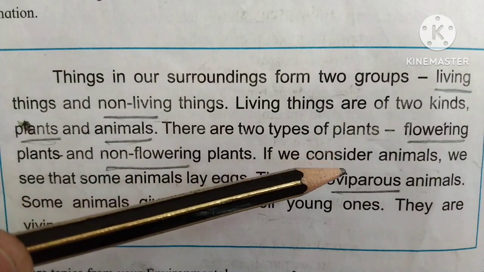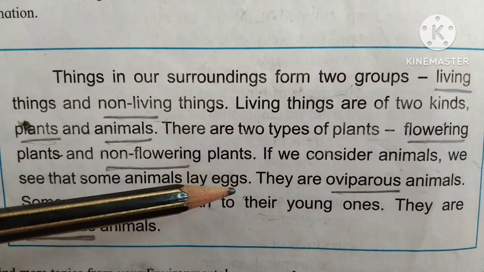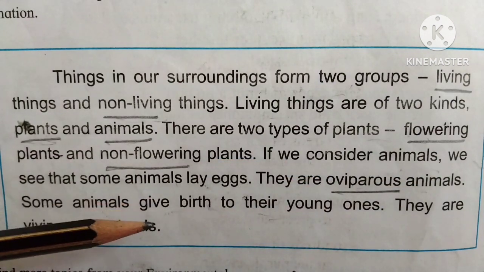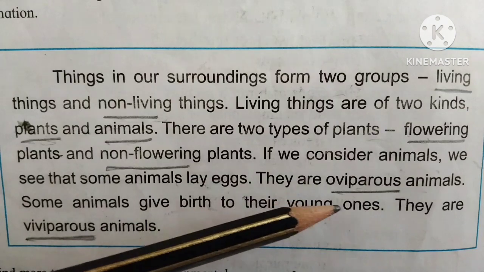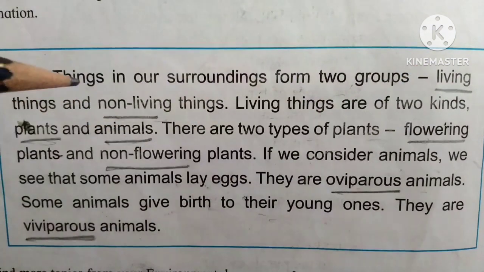If we consider animals, we see that some animals lay eggs. They are oviparous animals. Some animals give birth to their young ones. They are viviparous animals. Means things in our surrounding are classified into living and non-living.